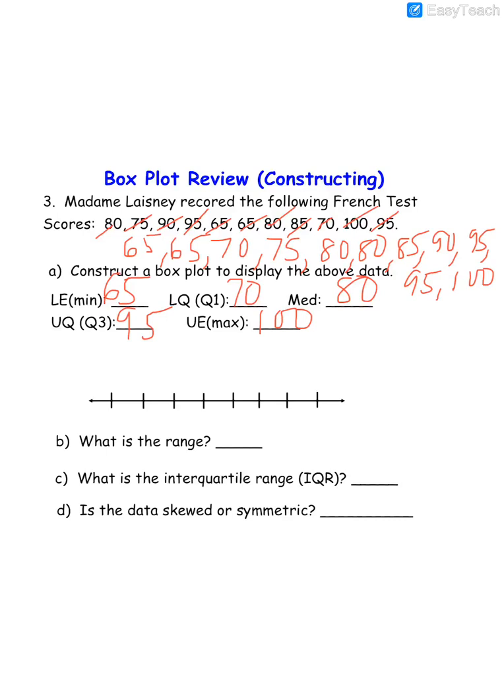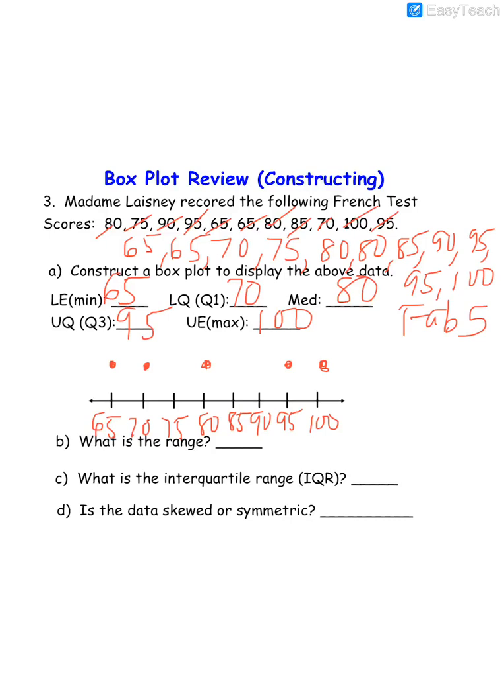Okay, so I am going to go 65, 70, 75, 80, 85, 90, 95, 100. I'm going to label the scale on my number line. For this, you need to have what I call the Fab Five. I need to put the Fab Five as a dot, just one dot, floating above the number line. For my lower extreme, I'm going to put a dot here. For my lower quartile, here is 70. The median was 80. My upper quartile was 95. And my upper extreme, or max, is 100.